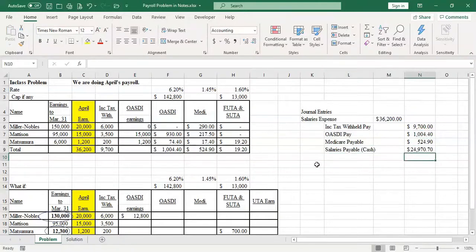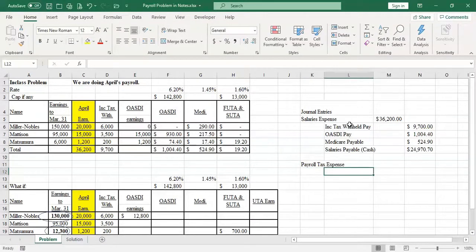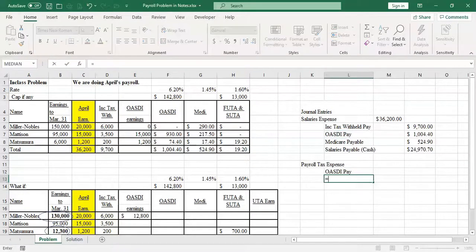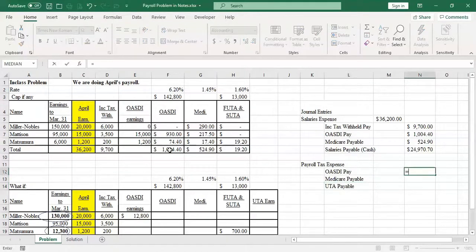That's paying you. The second journal entry is for the payroll tax expense. And these are the extra expenses to the company. This income tax withheld, that's just yours. That's the employees'. But the employer does have to match that FICA. They do have to match that Medicare. And then they have that unemployment tax payable. So their expenses to keep you working is this one.